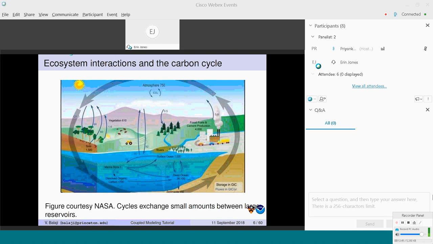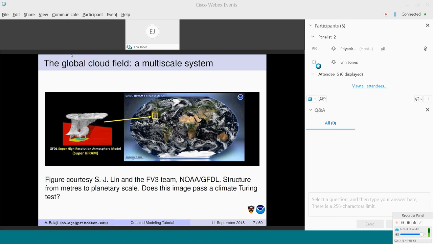If you don't do it precisely, you're not going to get something that is actually useful for looking at this problem in the future. There are many of these cycles between the vegetation and the atmosphere, between fossil fuels and the atmosphere, and then the ocean acting as a sink. These are all very small amounts exchanged between very large reservoirs. This again is a coupling problem, given the amount of accuracy required to do these calculations.